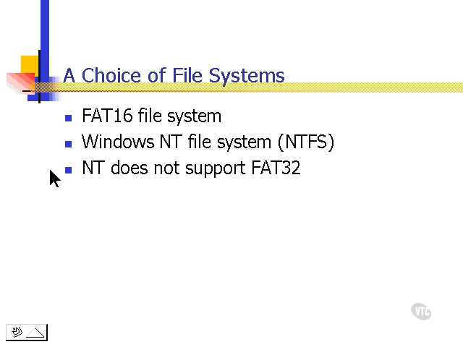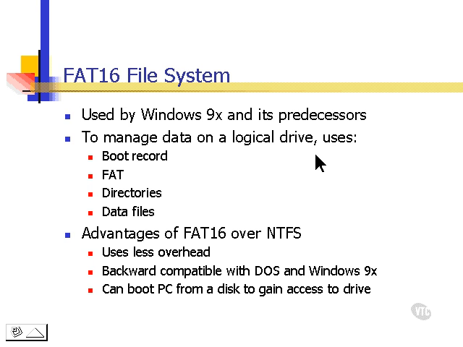But NT does not support FAT32, which is another file system that Windows 95 version B and Windows 98 and Windows Millennium editions can use. So we have a choice with Windows NT between FAT16 and NTFS. Let's look at the advantages and disadvantages of each.